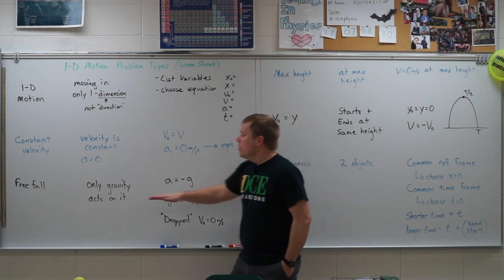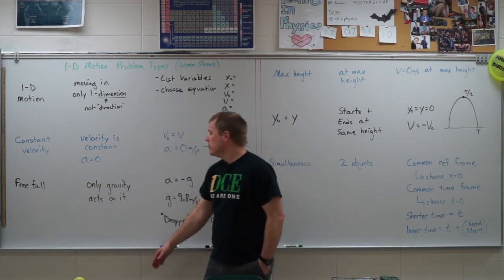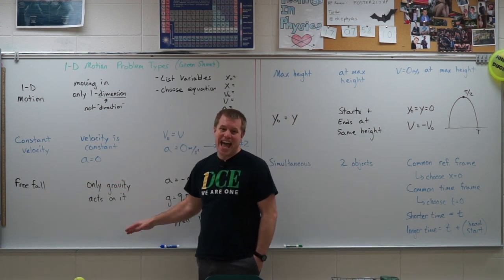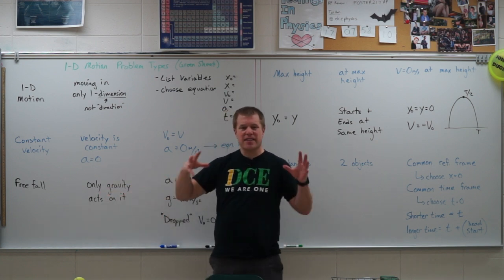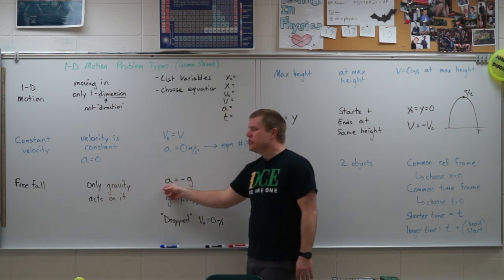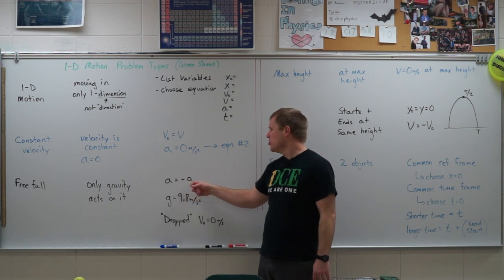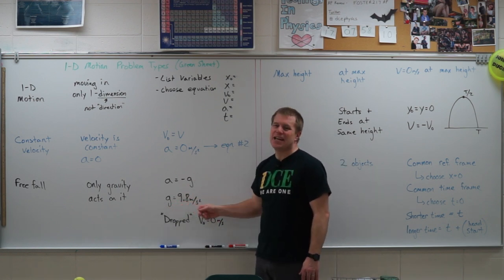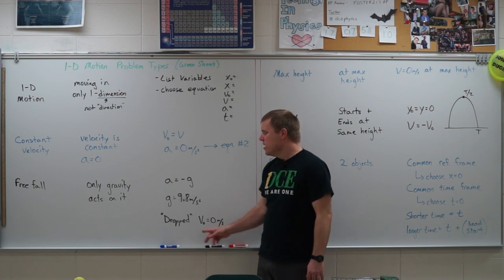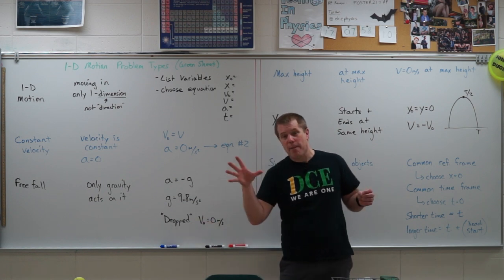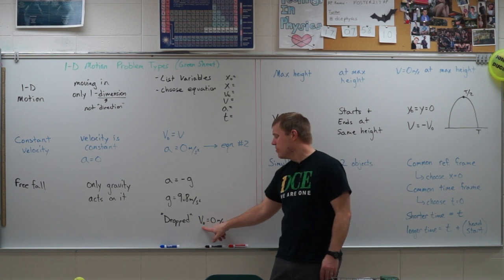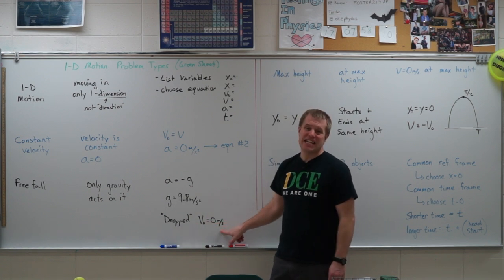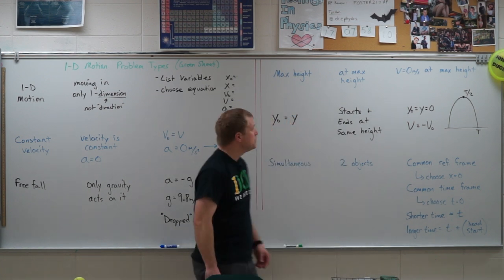Free fall: it's a free fall problem because only gravity acts on it. So if only gravity is acting on it, it's in free fall. That means your acceleration is negative g, where g is the acceleration of gravity wherever you're at. Here on Earth, g is 9.8 meters per second squared. Also, if you see the word dropped in a free fall problem, they are telling you that v naught is 0, so it's dropped from rest.